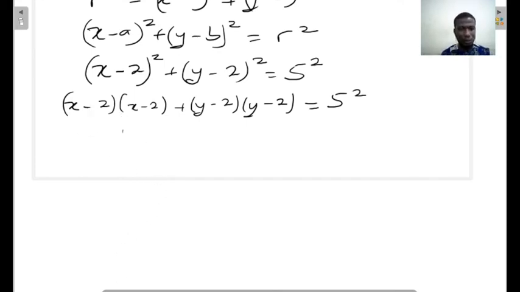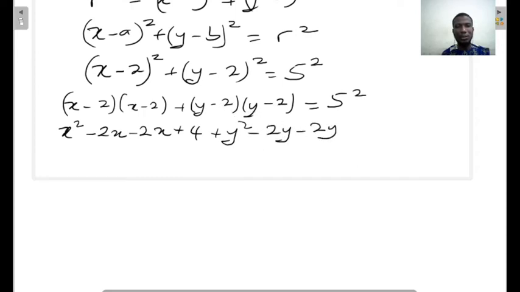So x times x will give us x squared. x times negative 2 gives us negative 2x. Negative 2 times x will give us negative 2x. Negative 2 times negative 2 gives us positive 4. Then y times y will give us y squared. y times negative 2 gives us negative 2y. Negative 2 times y will give us negative 2y. Then negative 2 times negative 2 gives us positive 4, equals 25.